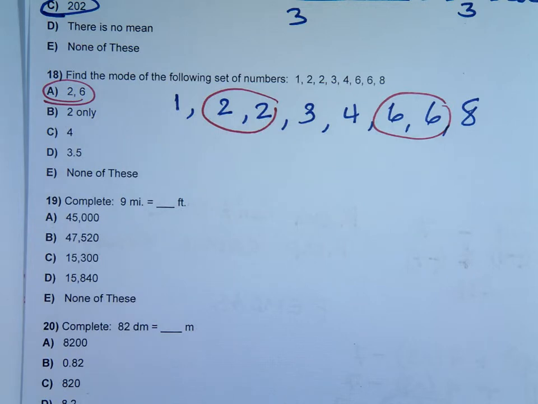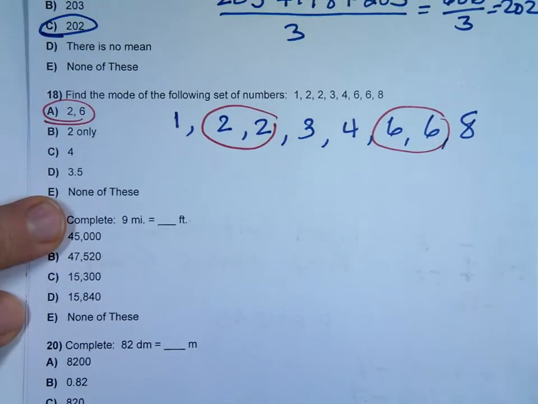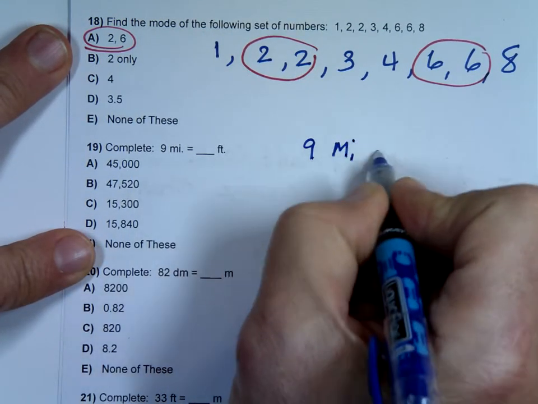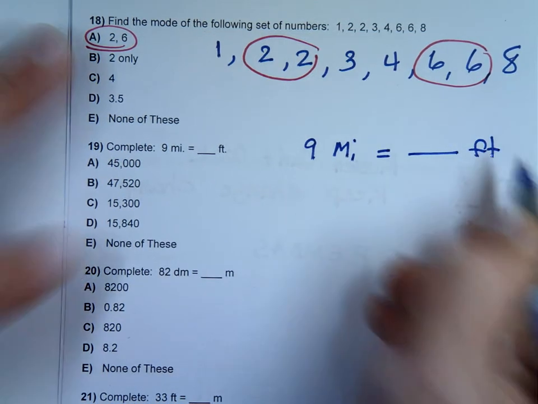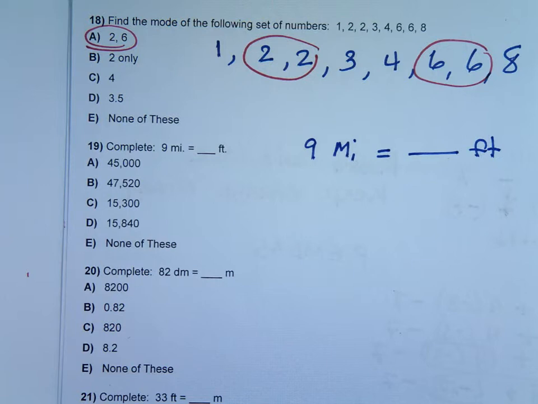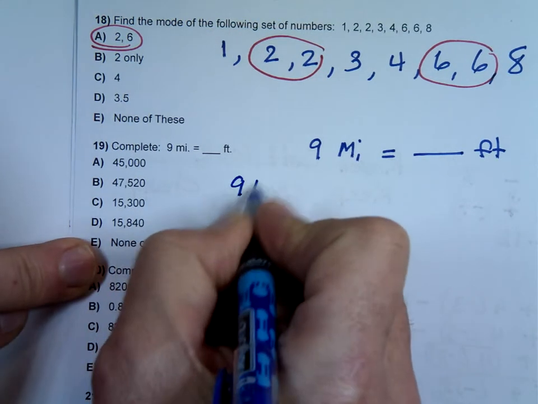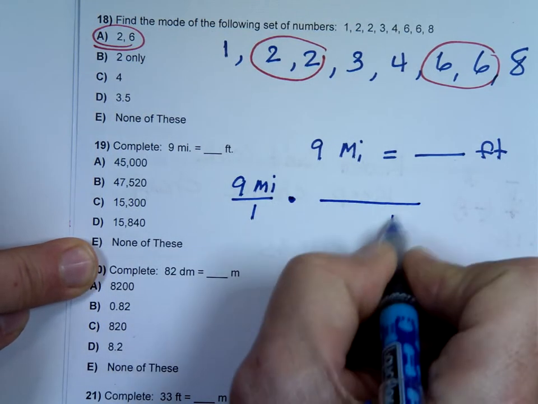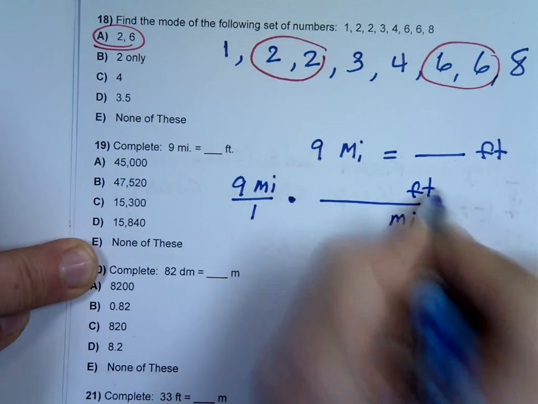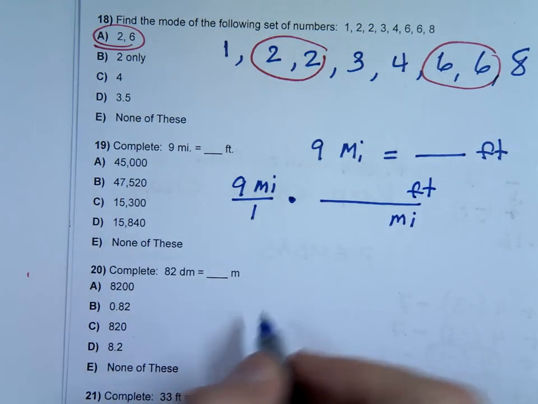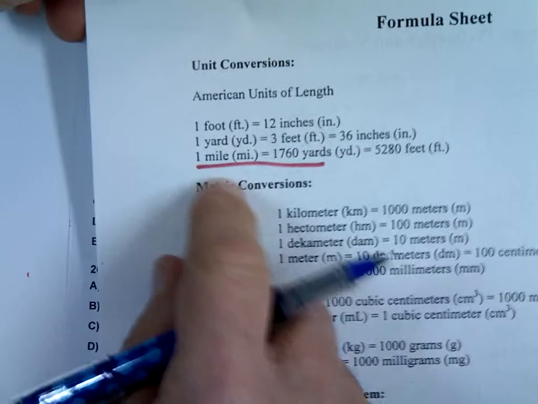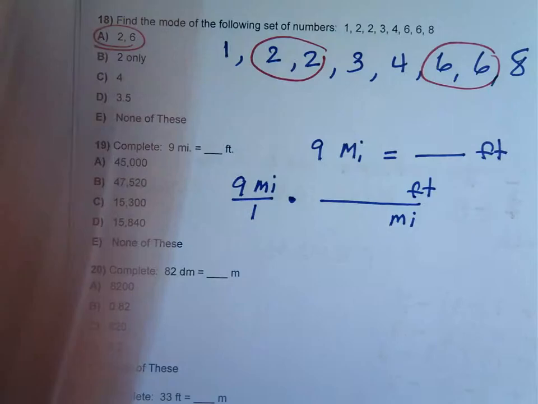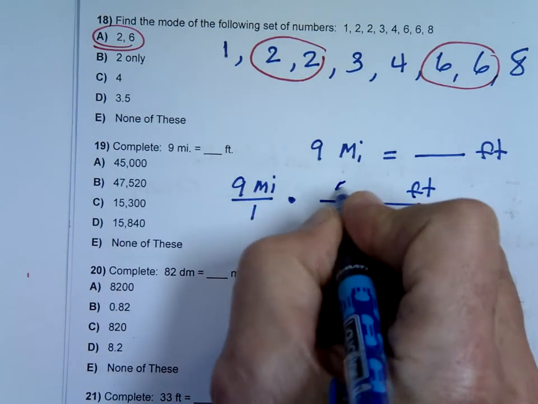Question number 19. 9 miles. I want to change that to feet. Here we go, 9 miles over 1. I'm going to multiply. I need miles on the bottom, feet on the top. The cheat sheet I gave you today says 1 mile has 5,280 feet, right up there on the top. 1 mile, 5,280 feet.